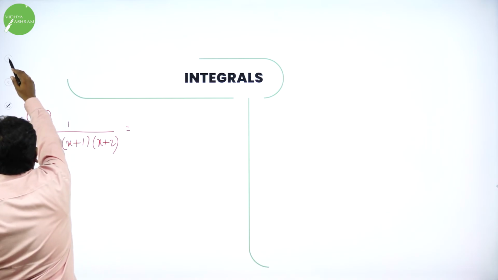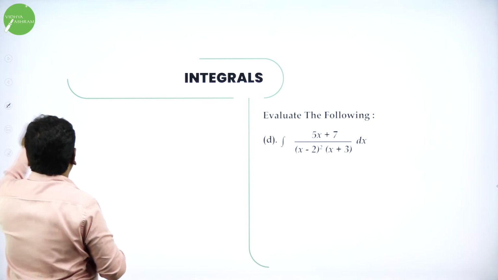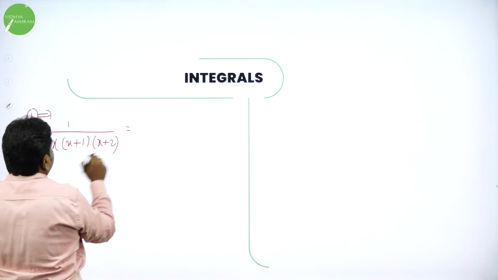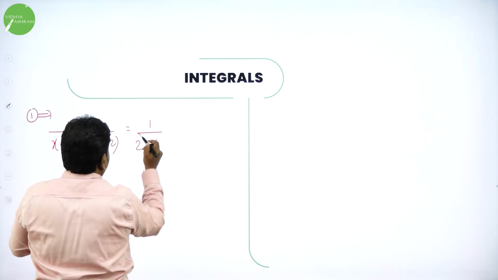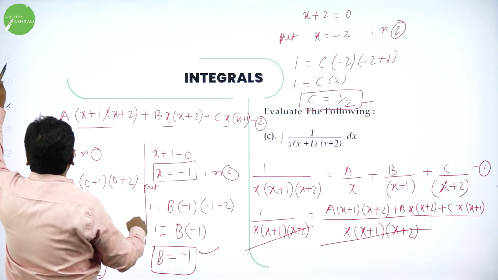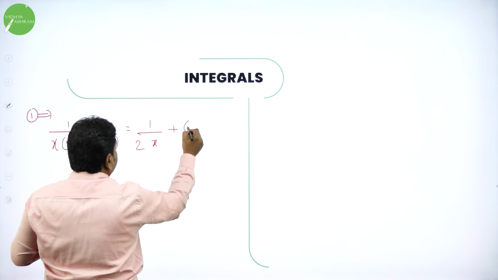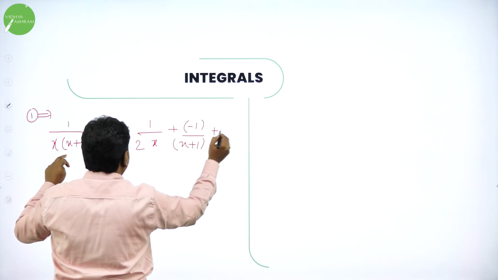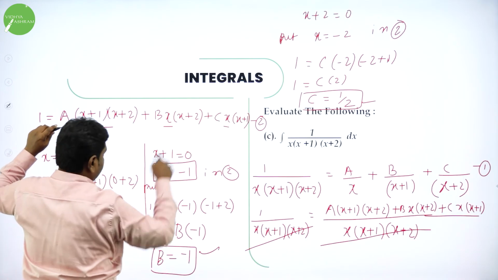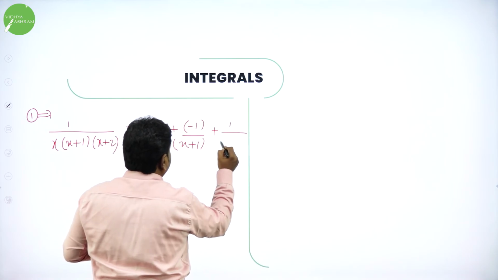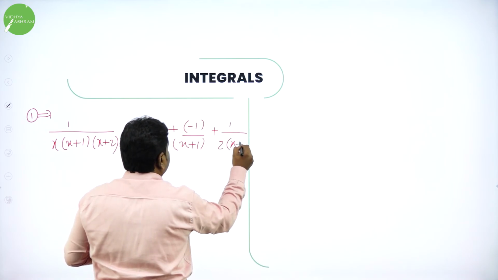We can write it as a by first factor plus b by second factor plus c by third factor, and you got a, b, c. What is a? Half divided by x. What is b? Minus 1. So plus into minus 1, so minus 1 divided by second factor x plus 1. Plus c. What is c? Again refer c. C is 1 by 2, so 1 by 2 into x plus 2.